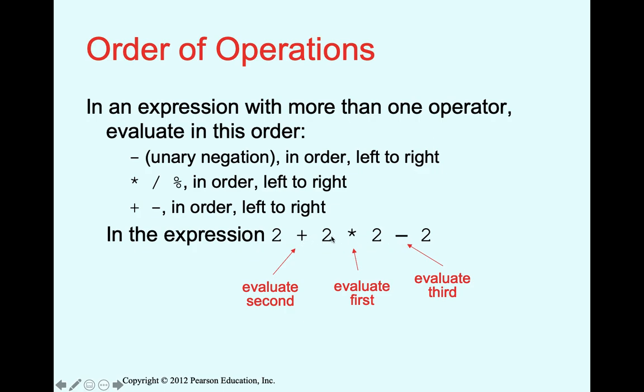So we have a plus and a minus. We evaluate the plus first because they are from the same level, but the plus is on the left. If we have two operations from the same level, we go from left to right. So 2 plus 4 is 6, and then we have the minus: 6 minus 2 is 4. So first we have to do the multiplication and then the plus and minus. It will be 2 plus 4, which is 6, and 6 minus 2 will be 4.